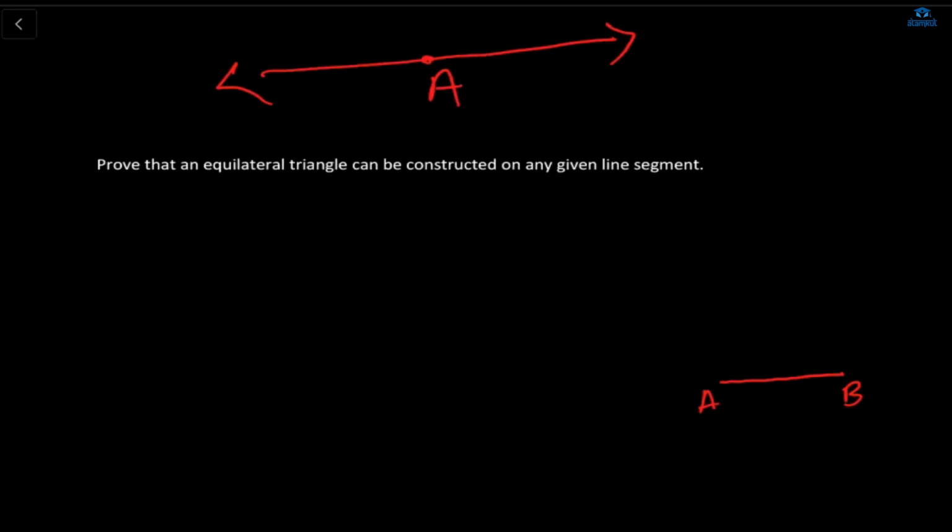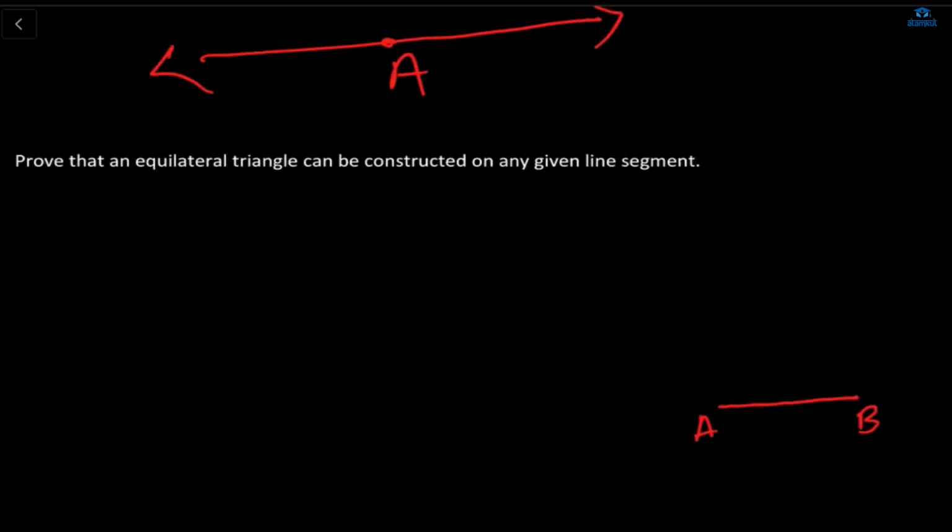How can we draw an equilateral triangle on a given line? Draw 60 degree angles from the point A. Or you can draw two circles that intersect with each other and draw it between them. Yeah, of course, very nice.